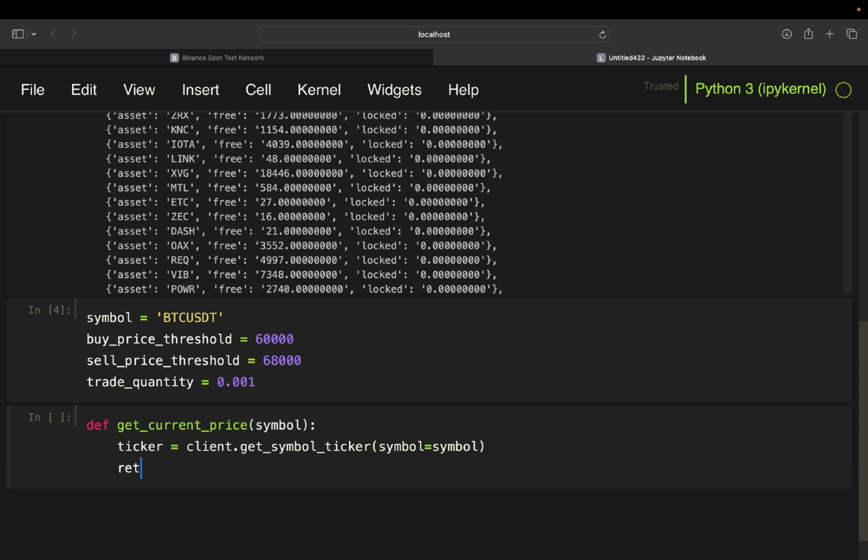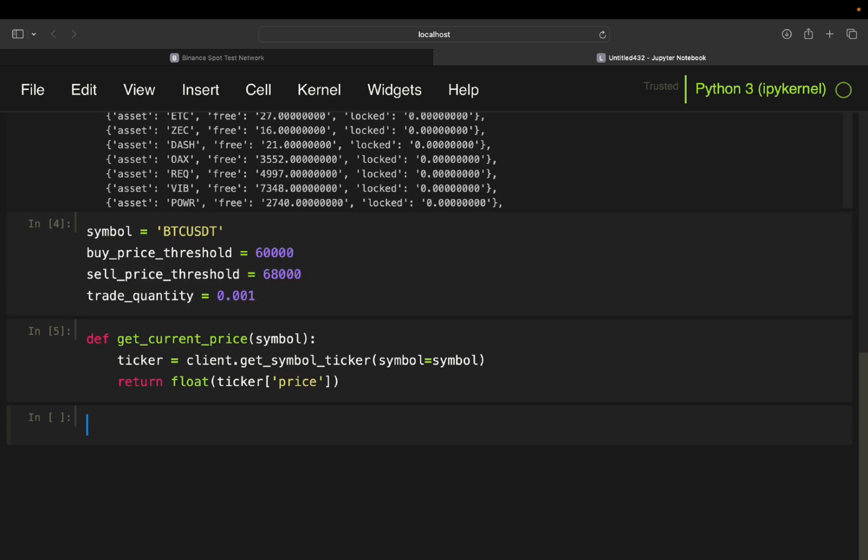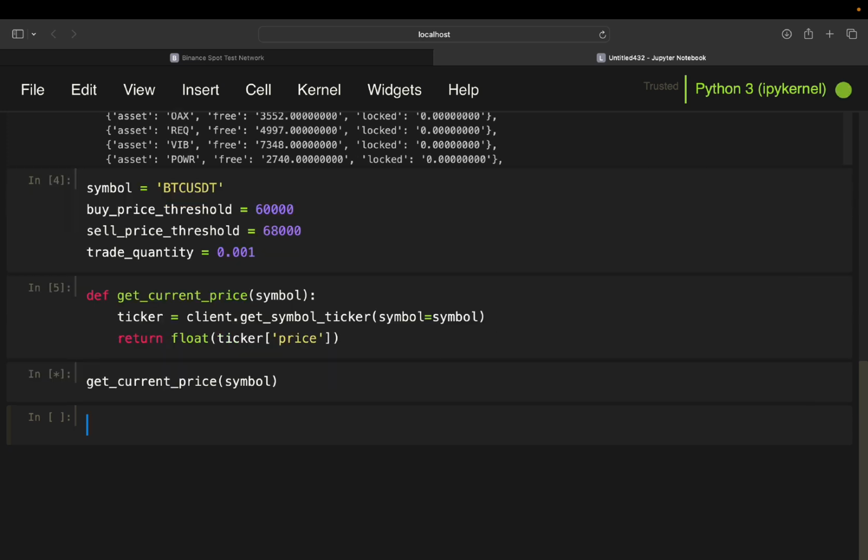Then this function should just return the price of that ticker, and I'm also doing a float conversion here as it's coming as a string type from the API. So I'm just providing ticker price here, and this function, super simple, is just pulling the most recent Bitcoin price. If I'm calling that, you see I'm getting 63k roughly. If I'm executing that again in some seconds, this price will change, as this is always the most recent price here. So let's just test it.